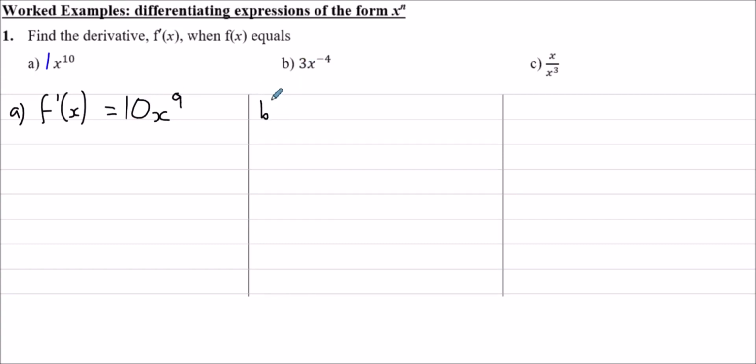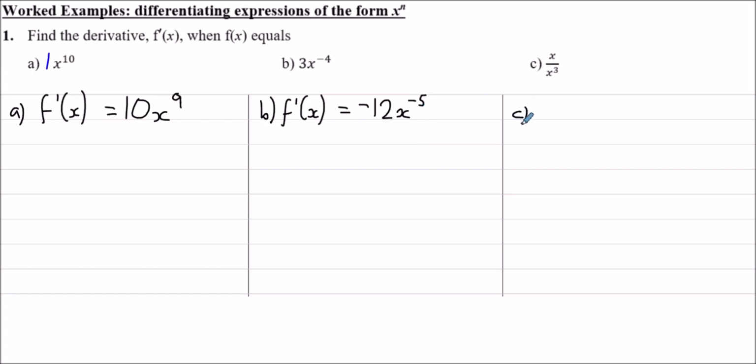For b, same idea. The original power of x gets brought to the front and multiplies the original coefficient. And so 3 times minus 4 becomes minus 12. And this original power, take 1. 1 less than minus 4 is minus 5.